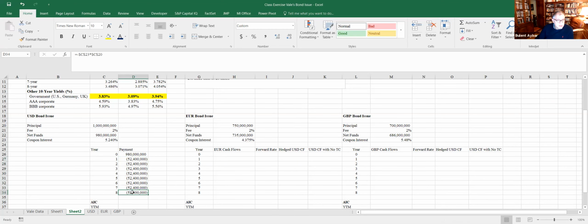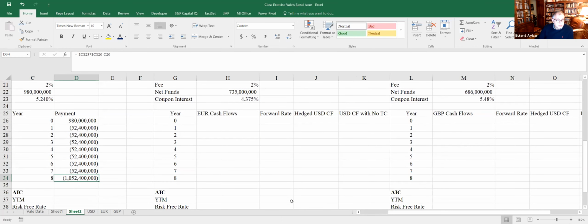In the last year, we will also make the principal payment. So we need to also add the principal to this last payment. Let me enlarge this a little bit so that it can be better reviewed. So our last payment would be $1,052,400,000.